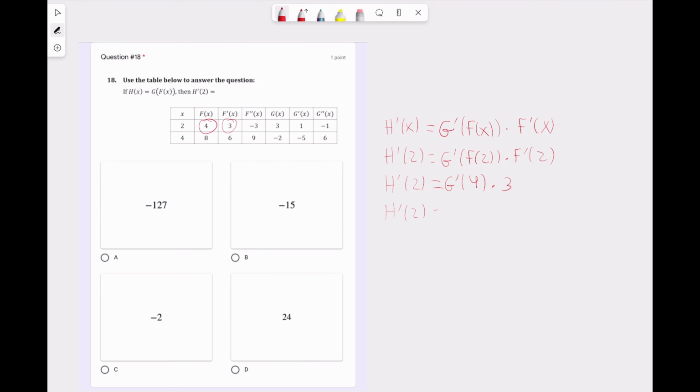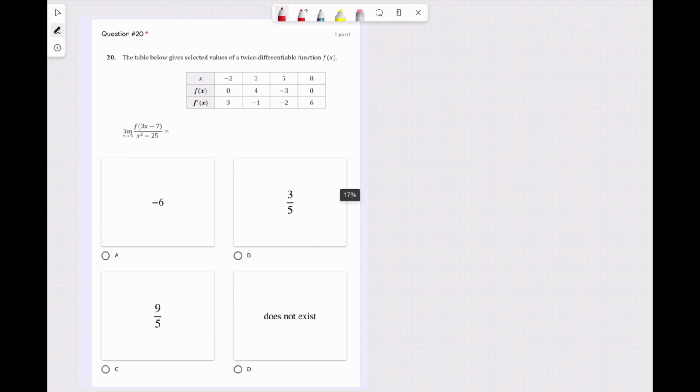So now we need to find what g prime of 4 is. G prime of 4 is negative 5. And then negative 5 times 3 gives us negative 15. So B.